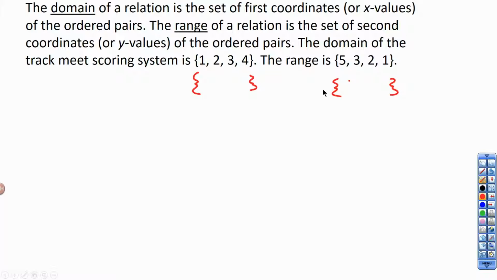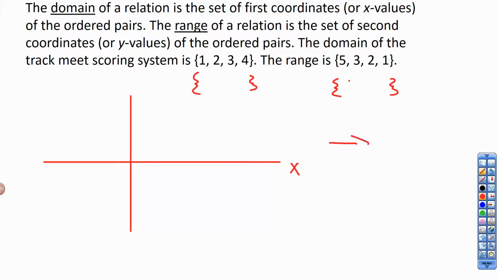So the domain is what values? X values. So on a graph, would the domain be left and right or up and down? Up and down, Dakota said. Dakota is wrong, because it's the X. The X values, left and right, are the domain. Domain, or X values, is left and right.